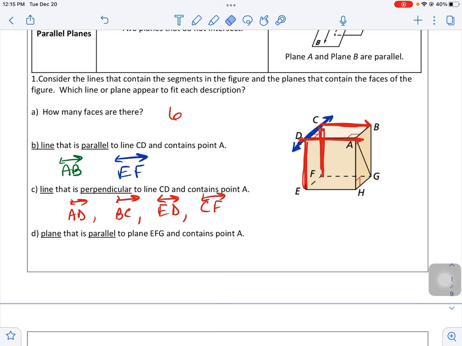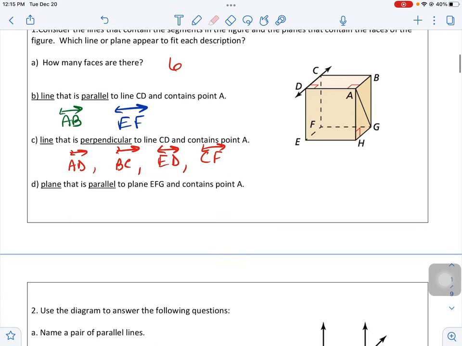Okay, next, it says, find a plane that is parallel to plane EGF and contains point A. So a plane that's parallel to plane EGF. EGF is the bottom plane, and it has to contain point A. Point A is up here. So I have to find a plane that is parallel to the bottom and has A in it. Well, the only one that's parallel would be this top plane up here. Think about a box. Top and bottom are parallel.